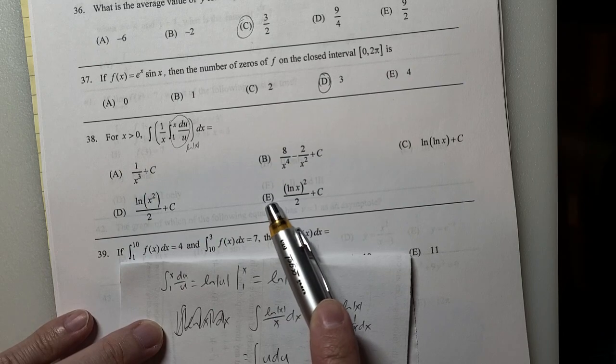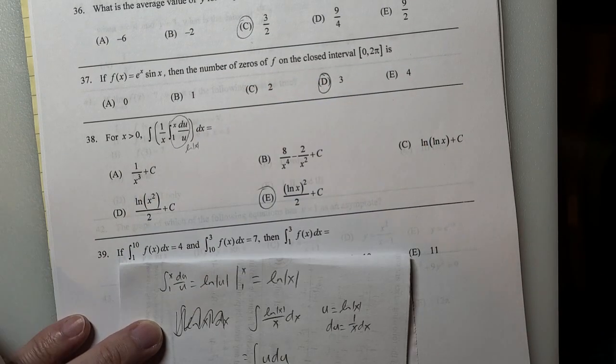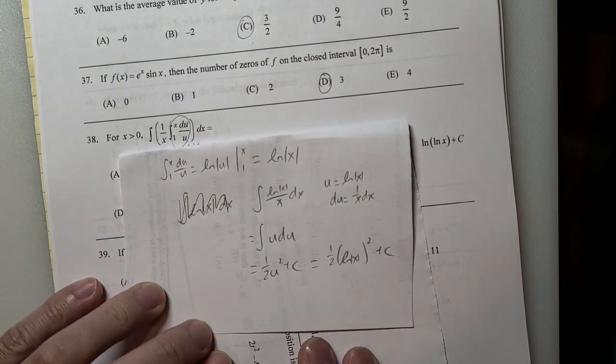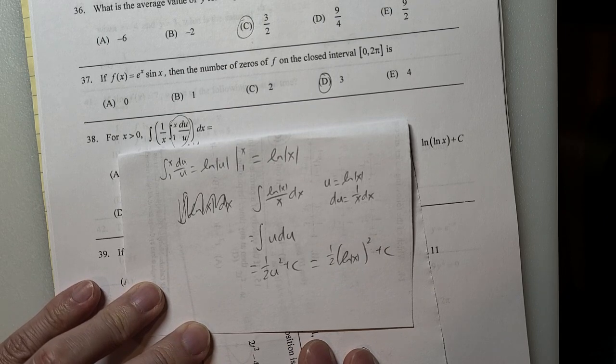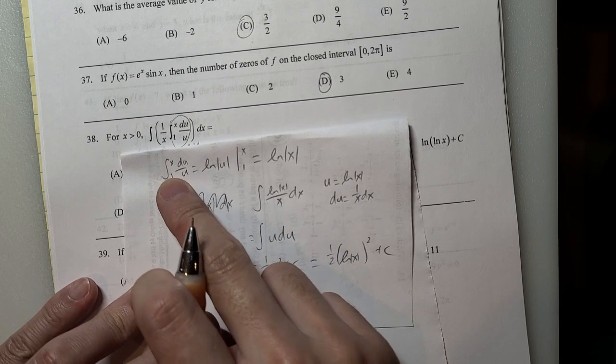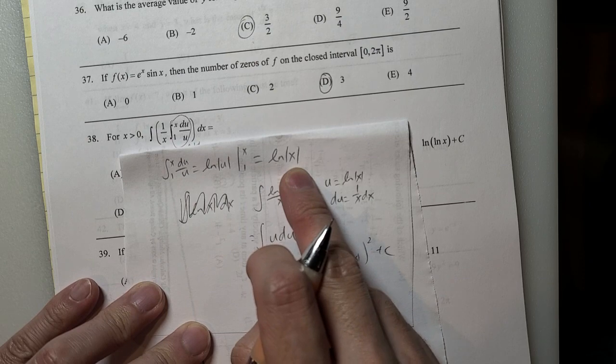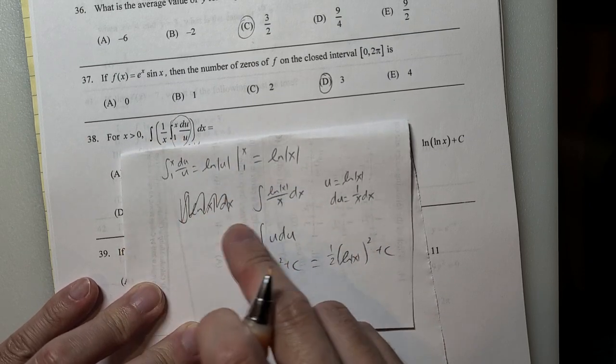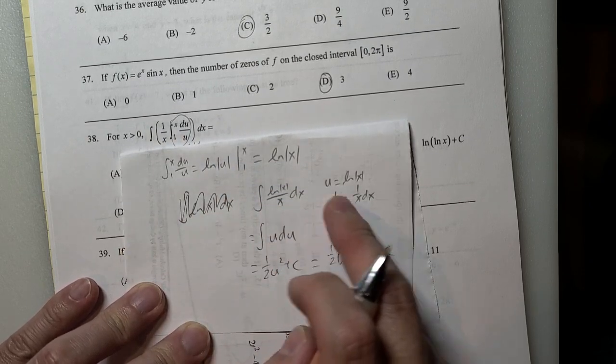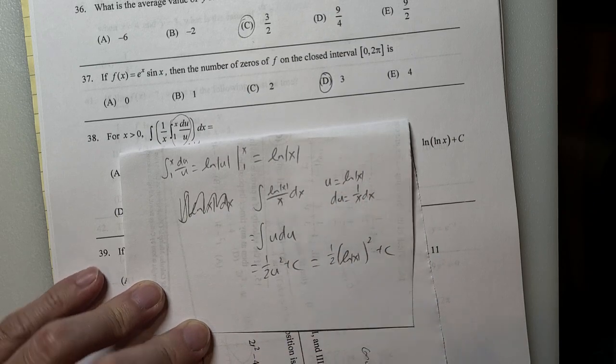So 38 should be E. Only 47% of people got that right, so I'll show this one more time. We first solve the inside, which is just ln x, and then we just plug that back into here, so that's here. And this, we just made a substitution.